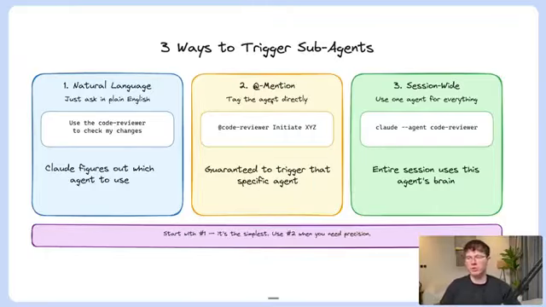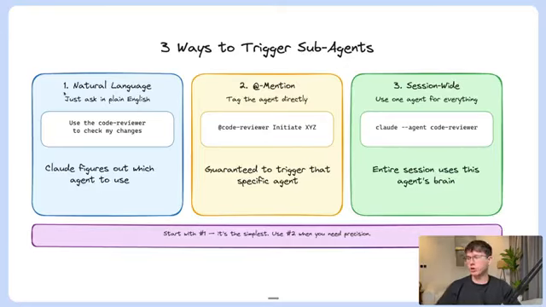The second and the most common one is mentioning. So you're going to use the name of the actual sub-agent to tell it to initiate XYZ or to do whatever it has to do, right? Create the task. Now, this is guaranteed to trigger because you're referencing that specific agent only, right? And then finally, we have session-wide, which is use one agent for everything. So use Claude / agent code reviewer.